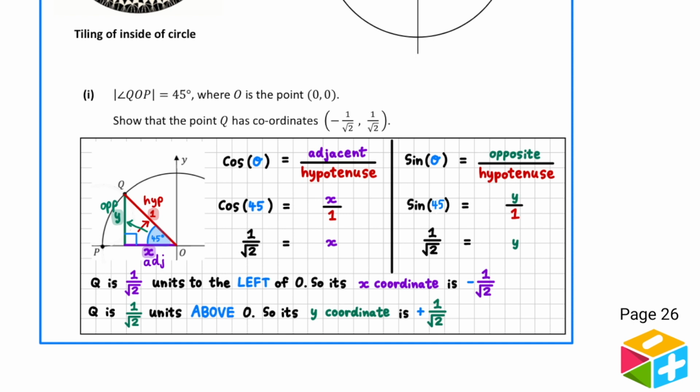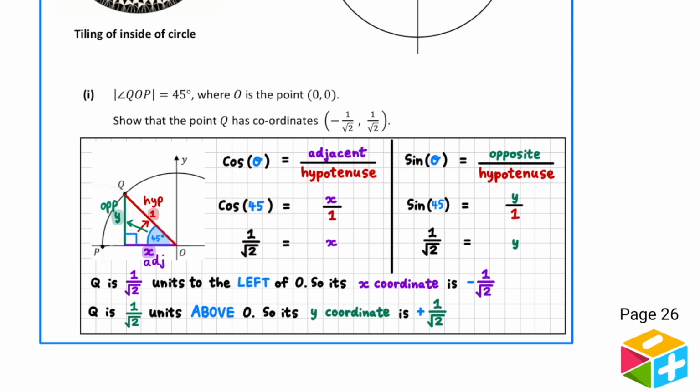In a right-angled triangle, the cosine of an angle is equal to the adjacent over the hypotenuse. Here, the angle is 45, the adjacent is x, and the hypotenuse is 1. If we type cosine of 45 into our calculator, we'll get 1 over root 2. The right-hand side, x divided by 1, simply simplifies to x. So we found that x is equal to 1 over root 2.